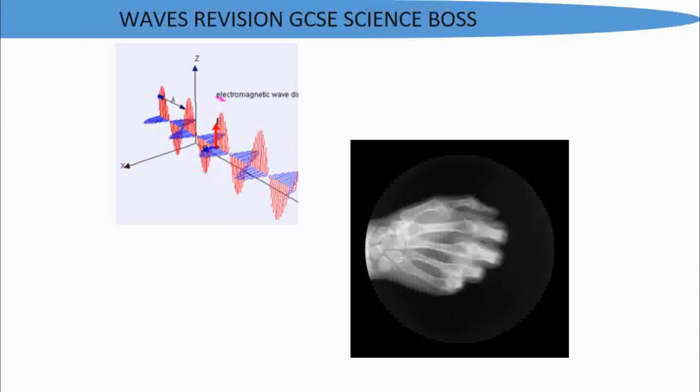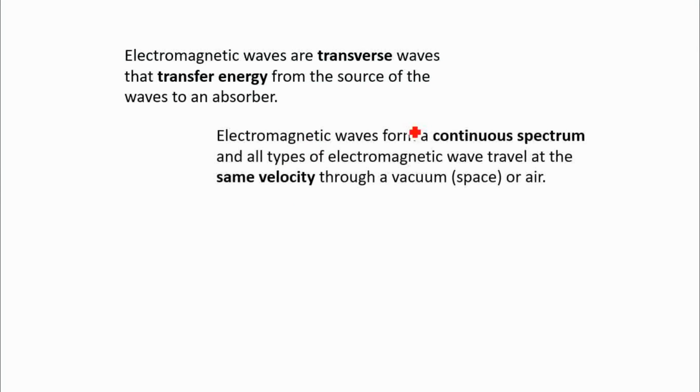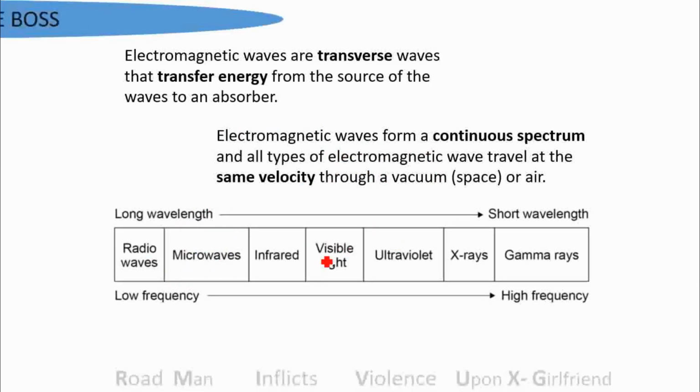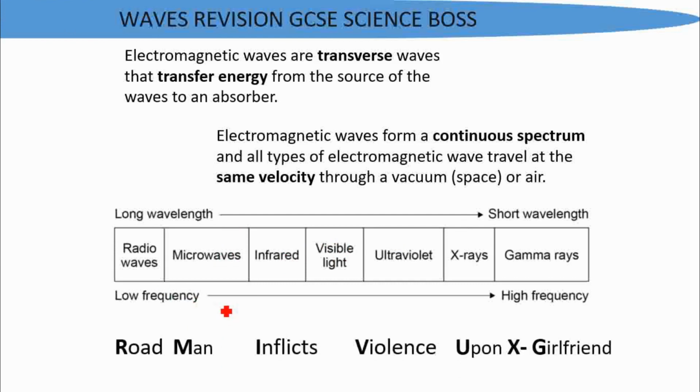Now, electromagnetic waves. What you need to know for electromagnetic waves is that they're all examples of transverse waves that transfer energy from the source of the wave to an absorber. It's a continuous spectrum, and you need to be able to talk about this spectrum and know the spectrum in this order. Now I have something to help you to remember it, so you can use: Rode man inflicts violence upon ex girlfriend.